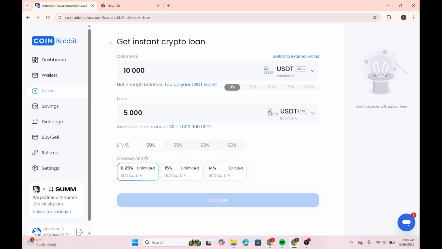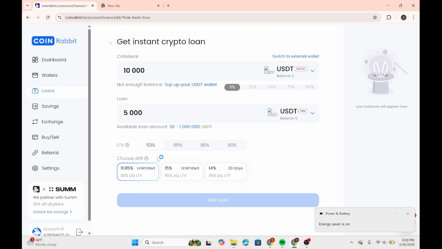And you can also check the speed of the process, how quickly you receive the funds after applying, minutes versus hours, and whether credit checks or extensive KYC are required. Check the interest rate as well. Over here at the bottom is the APR charged on the loans, upfront fees or origination fees. Some platforms offer loyalty tiers or token discounts as well.